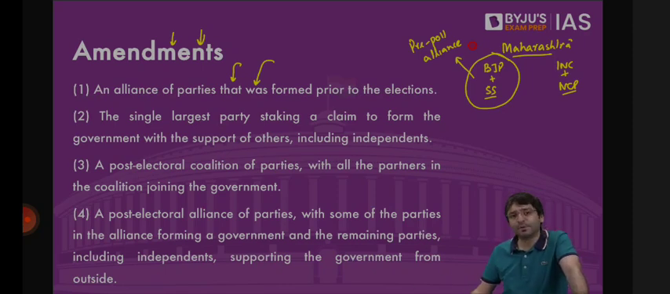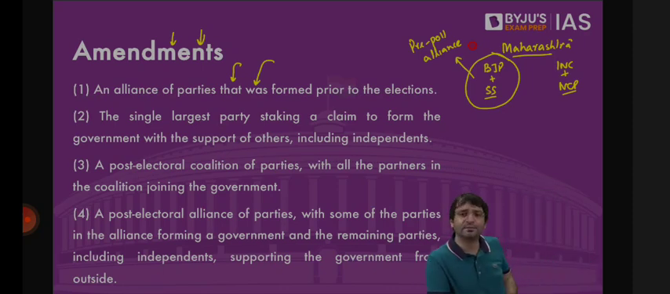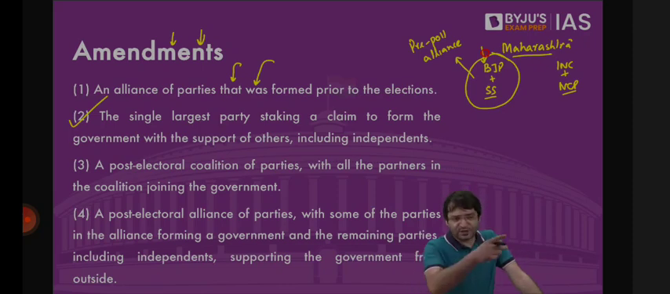But if BJP and Shiv Sena decided to split after the election, Shiv Sena said the Chief Minister should be ours, BJP said no, the Chief Minister should be ours, and they could not come together. So now even this pre-poll alliance is not possible. Who will form the government? The leader of the single largest party, who will stake claim to form the government. Then the Chief Justice should appoint the BJP leader: since you are the single largest party, we are inviting you to form the government.